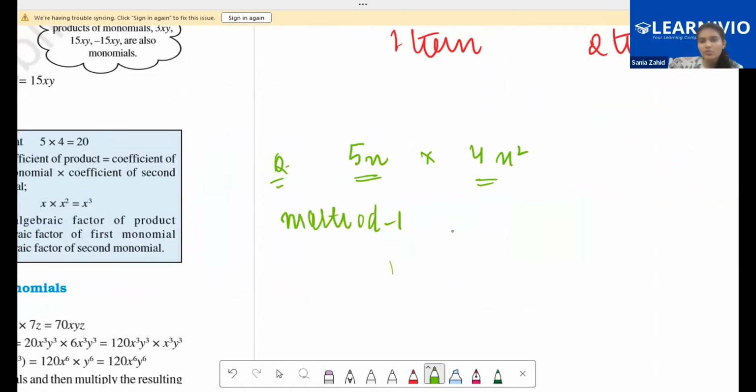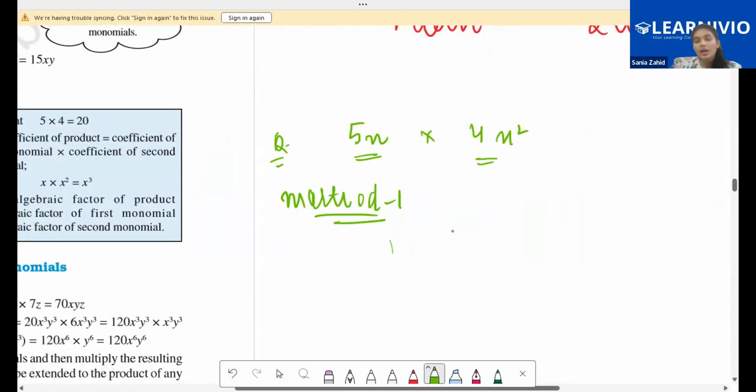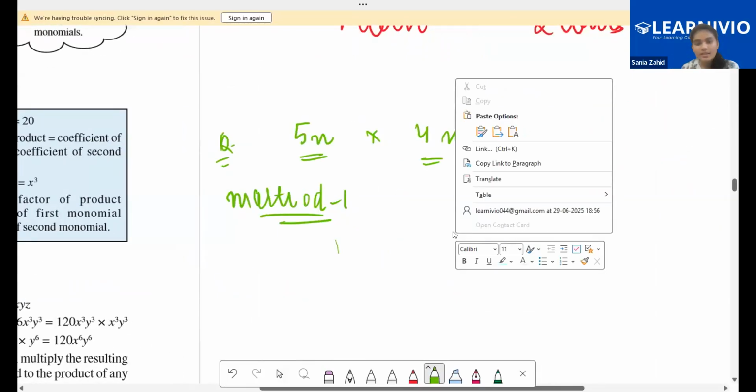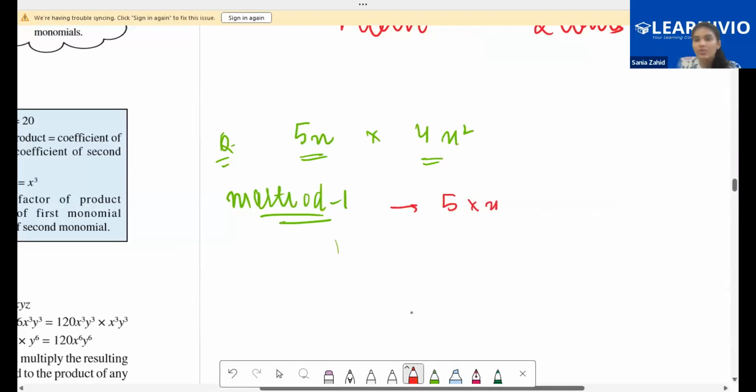Both the methods are there in the textbook, so both of them you can use. We can separate all the terms first. Like how is 5x formed? 5x is formed by multiplying 5 into x. So I'll write it as 5 into x. And now how is 4x square formed? 4 into x into x. So 4 into x into x.